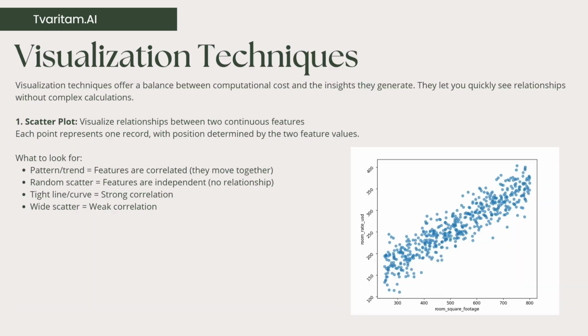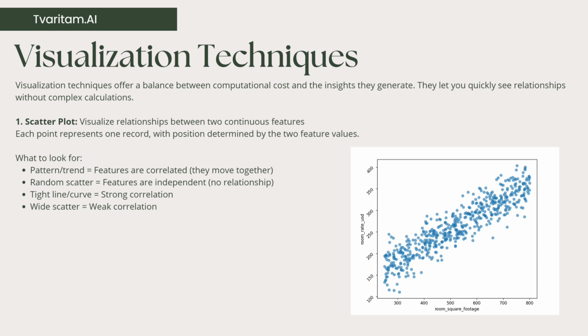Now, when it comes to correlation, there are visualization techniques that are used. Instead of immediately training the model to test every feature combination, we can use visualization techniques to quickly explore relationships between the variables. One of them is the scatter plot. Scatter plots are used to analyze the relationship between two continuous variables. Each point represents one observation in the dataset.